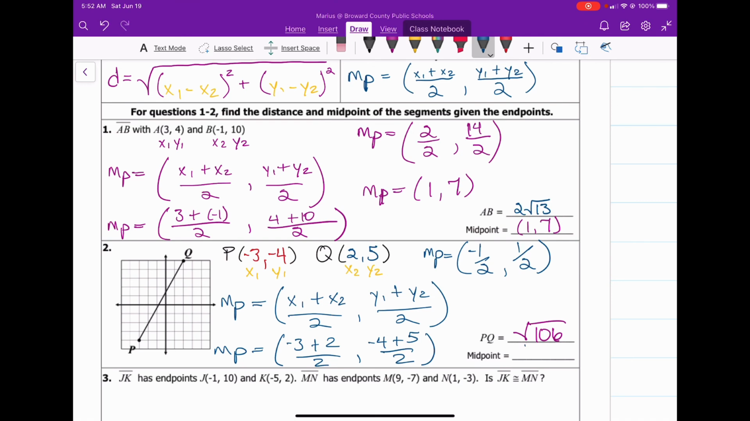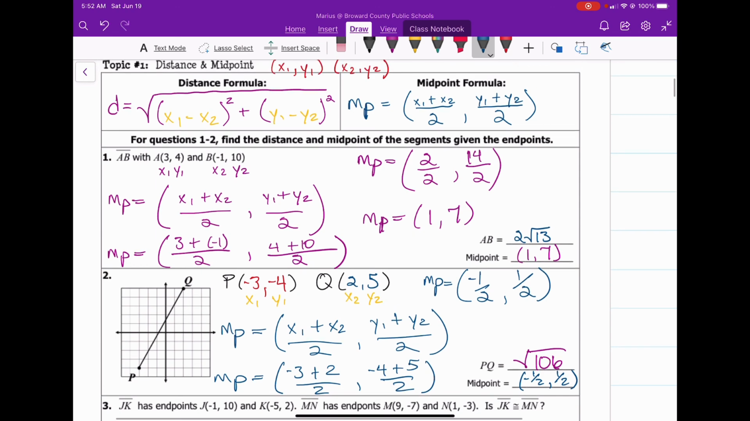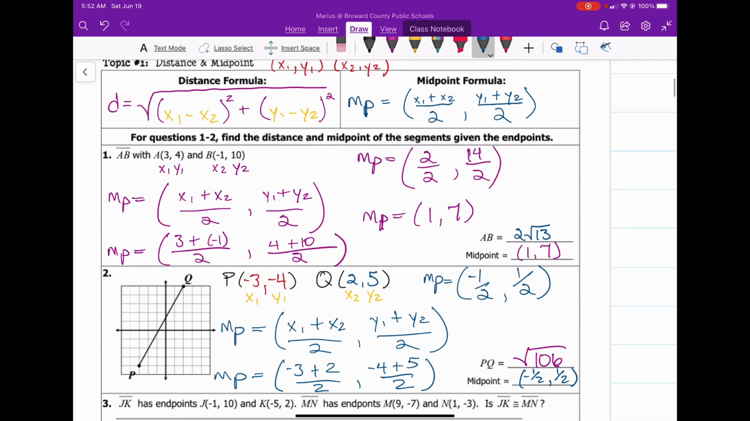So our midpoint is going to be -1/2, comma, +1/2. All right. And that will conclude this video on distance formula and midpoint formula.